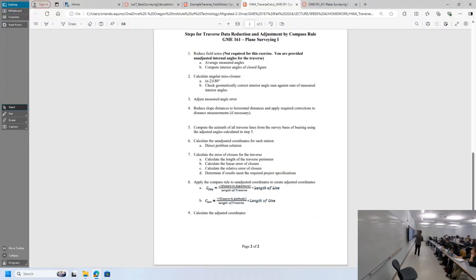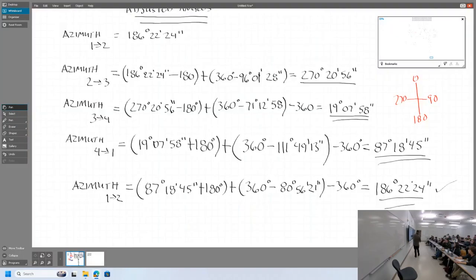So we got step 5 out of the way. Step 6 is calculate unadjusted coordinates for each station. This is going to be that direct problem solution. So do you guys remember the latitude and departure formulas? The latitude is your slope distance times the cosine of the azimuth, and your departure is the slope distance times the sine of your azimuth. You guys should know this by heart by now.